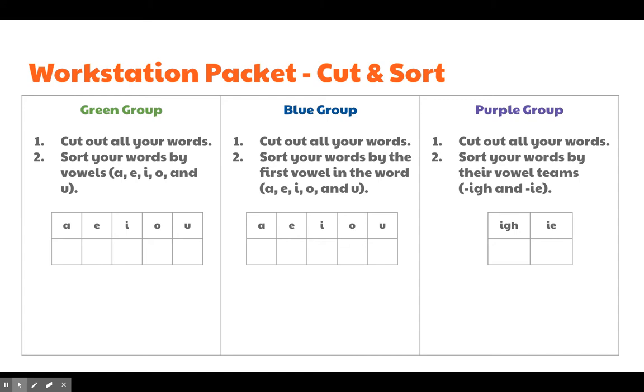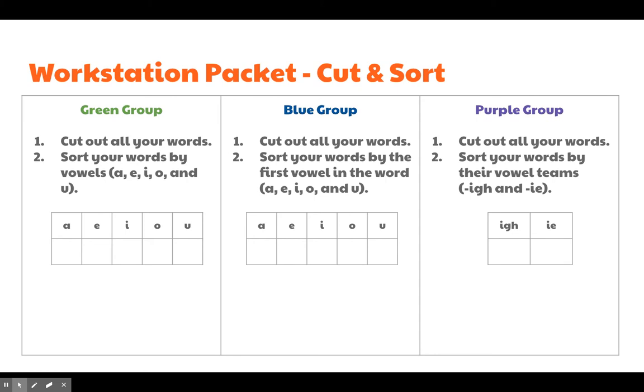Blue group, cut out all of your words and you're going to sort them by the first vowel in the word. All right, so one of your words was backpack. If you're going to sort it by the first vowel that you see in there, it's going to be A, because backpack is B-A-C-K-P-A-C-K. So the first vowel that I see in that word, you're going to sort it in that group. So backpack would go in the A column. That's what you guys are doing in blue group.